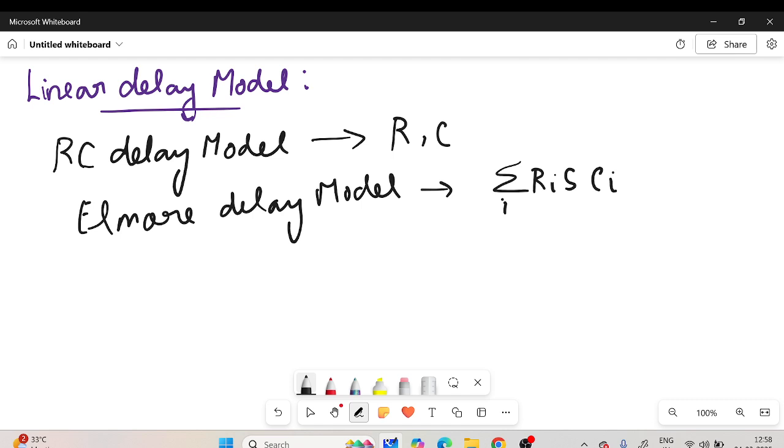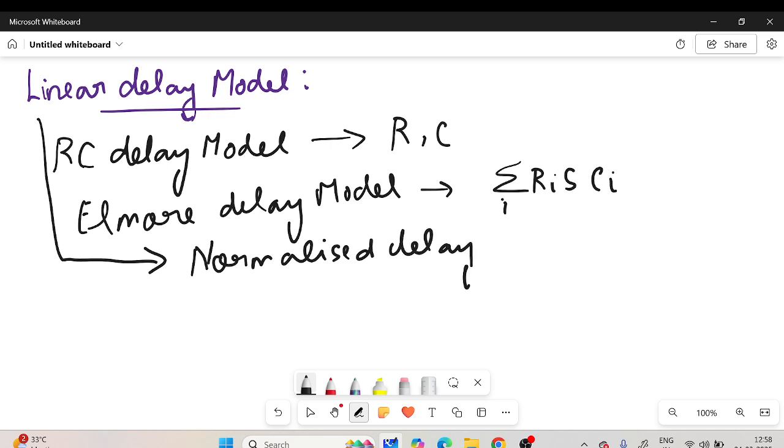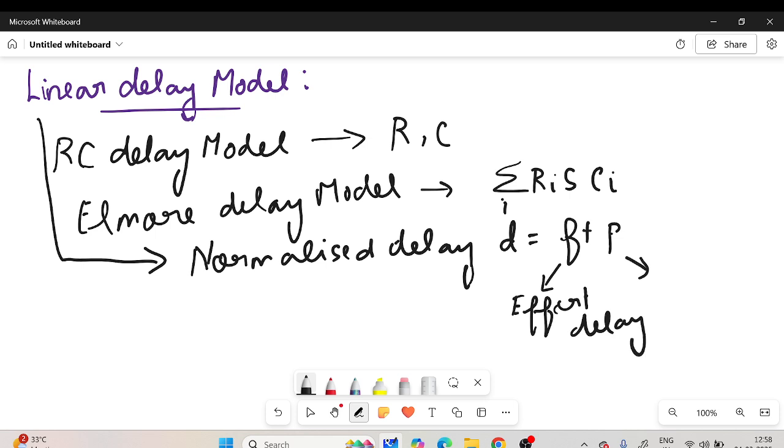In the case of the linear delay model, the delay, that is the normalized delay, is represented as D, and the formula for computing this delay is equal to the sum of two different terms. One is expressed as F and the second term is expressed as P, where F stands for effort delay and P stands for parasitic delay.